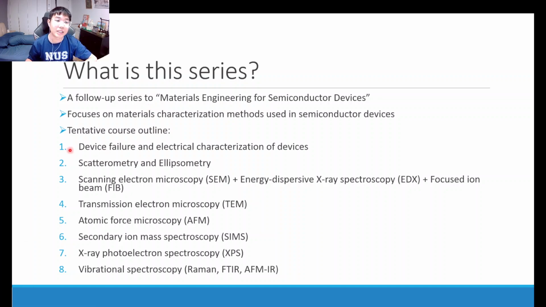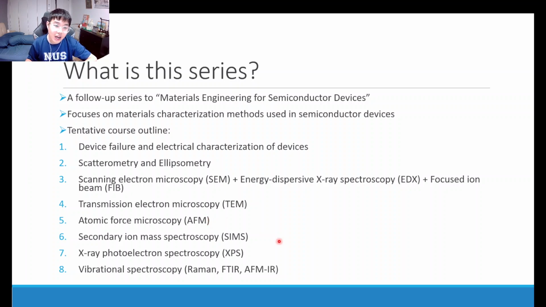In this first video, I'll go through a bit of the principles on device failure, as well as some electrical characterization. In the second video, I'll undergo certain optical metrology techniques like scatterometry and ellipsometry. In the third video, I'll cover electron microscopy and related techniques. More specifically, I'll first cover SEM, scanning electron microscopy, and in the fourth video, I will cover transmission electron microscopy, TEM. And in the fifth video, I'll cover AFM, atomic force microscopy.